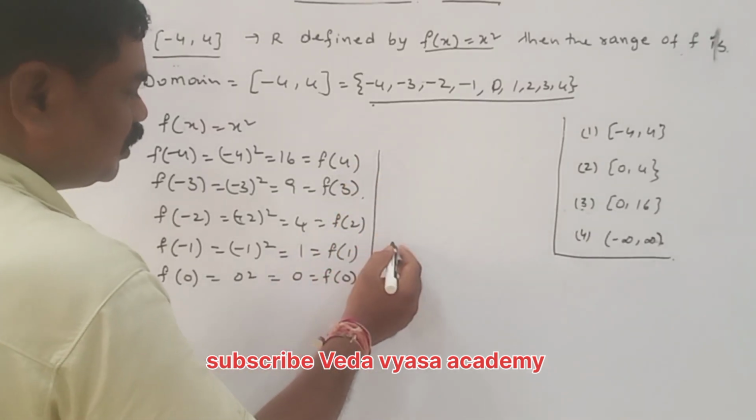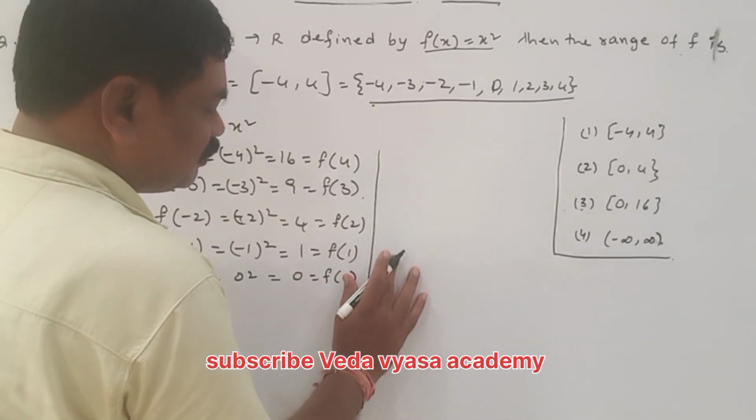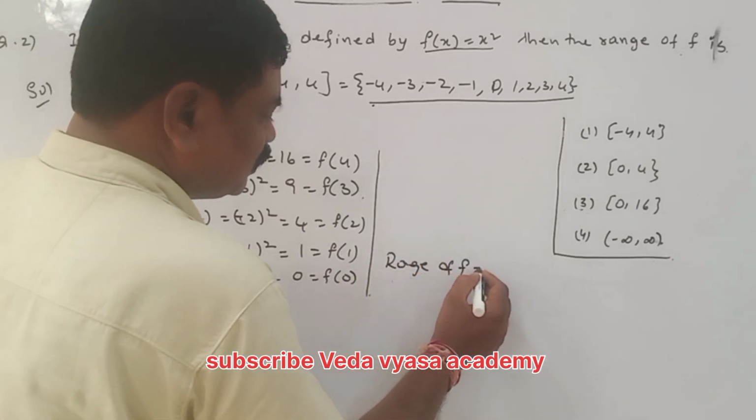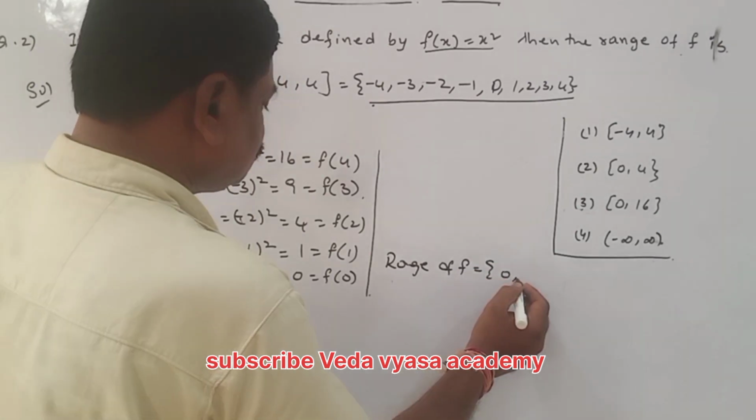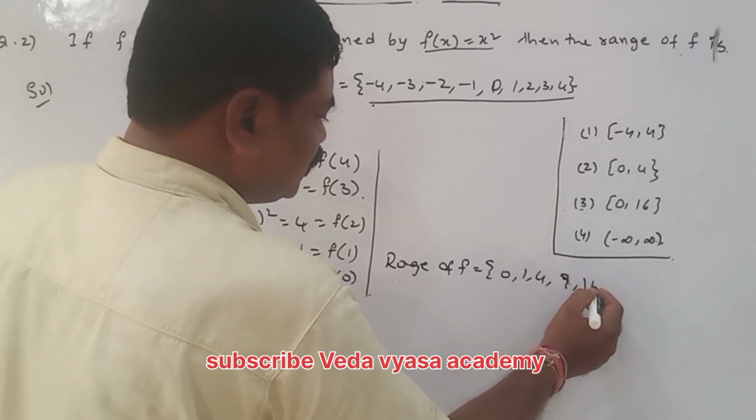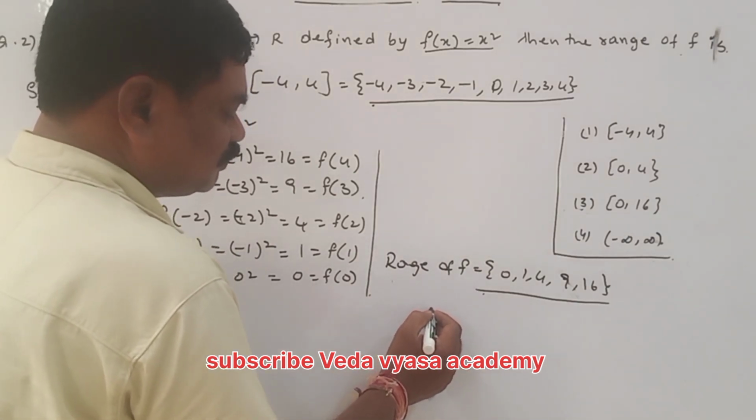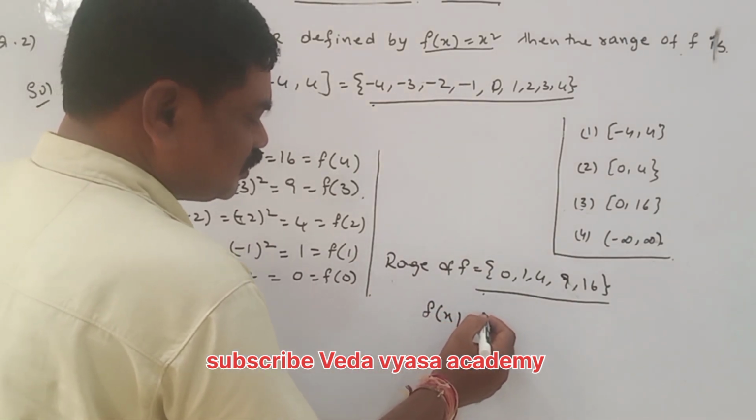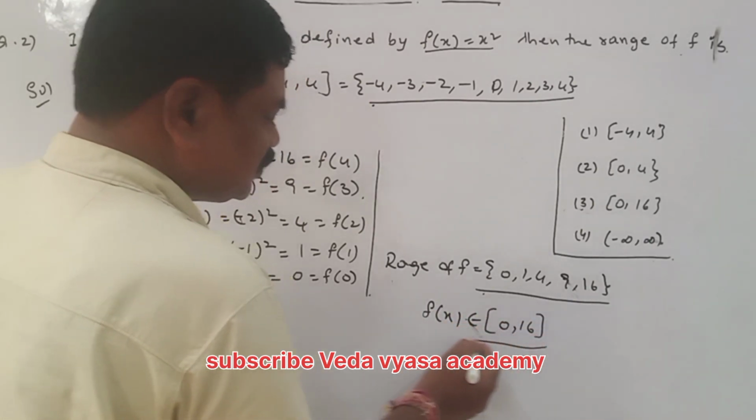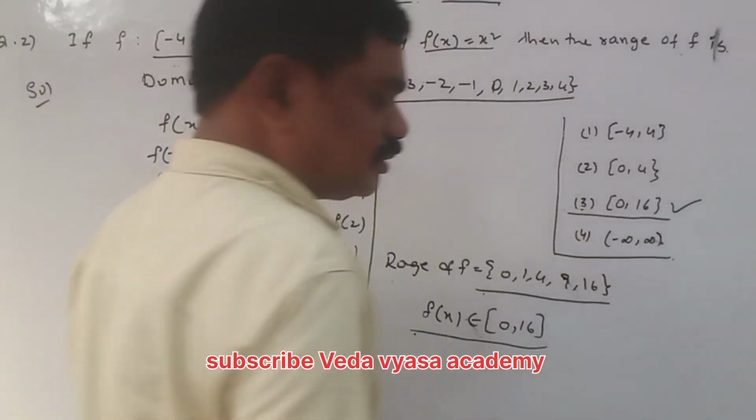So we have the range. The range of f is equal to 0, 1, 4, 9, 16. So f of x belongs to the closed interval 0 to 16. So we have option 3 as the answer.